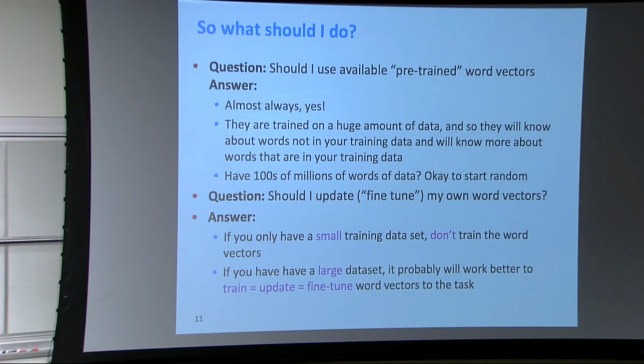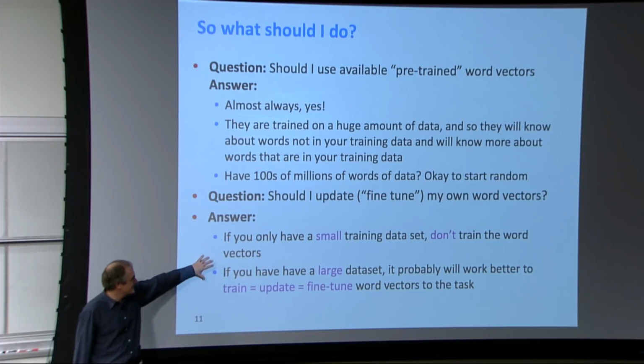Okay, so the second question is, I'm using pre-trained word vectors. When I train my supervised classifier, should I push gradients down into the word vectors and update them, which is often referred to as fine-tuning the word vectors? Or should I not? Should I just throw away those gradients and not push them down into the word vectors? And the answer to that is it depends, and it just depends on the size.